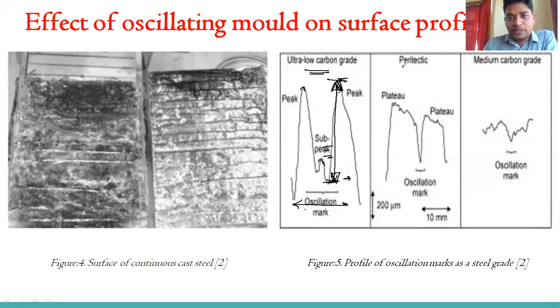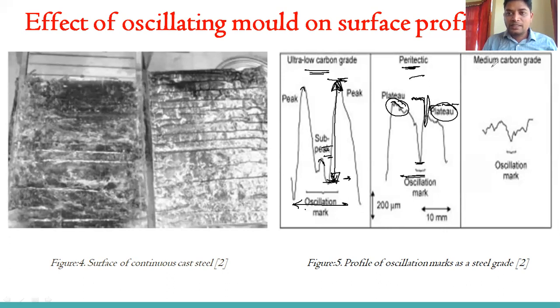If we increase the carbon percentage, then for the peritectic steel we will see a small size of surface profile, and suddenly there are peaks, so again it will be a small range. These we call plateaus, and these are some bottom peaks. So this is the profile we get in the peritectic steel.